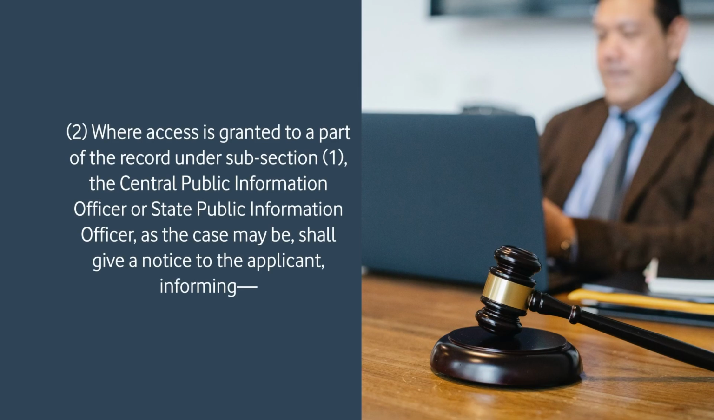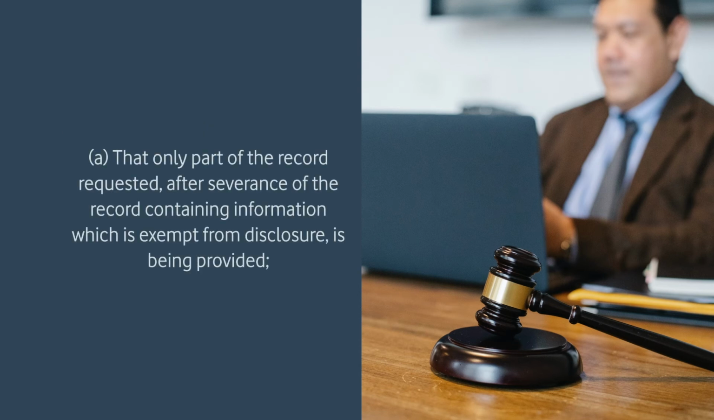Where access is granted to a part of the record under subsection 1, the Central Public Information Officer or State Public Information Officer, as the case may be, shall give a notice to the applicant informing that only part of the record requested, after severance of the record containing information which is exempt from disclosure, is being provided.